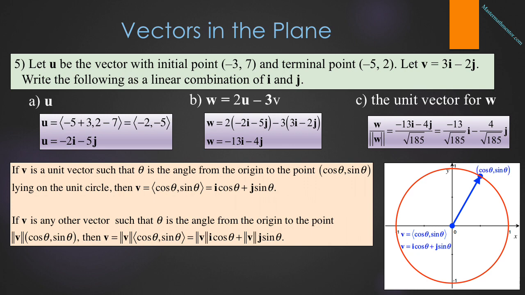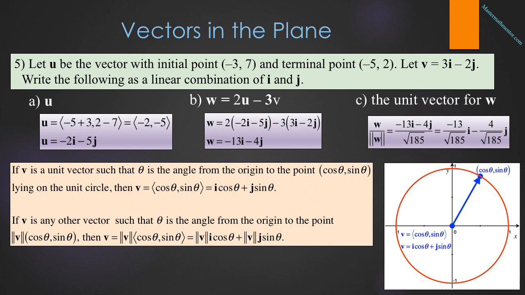We see this in the figure. We have a unit circle, meaning a circle with radius 1. We choose a point along that circle, and we can call it cosine theta, sine theta. Therefore, the vector from the origin to that point can be written as the vector cosine theta, sine theta. And writing it in linear combination form, it is i cosine theta plus j sine theta.